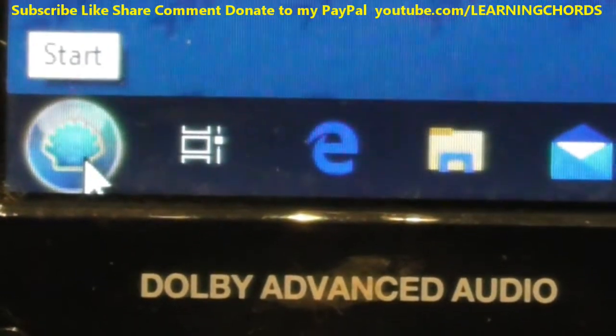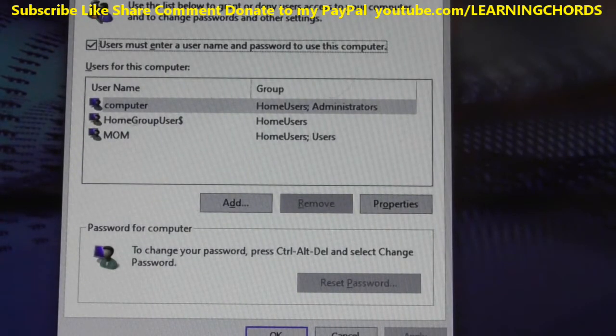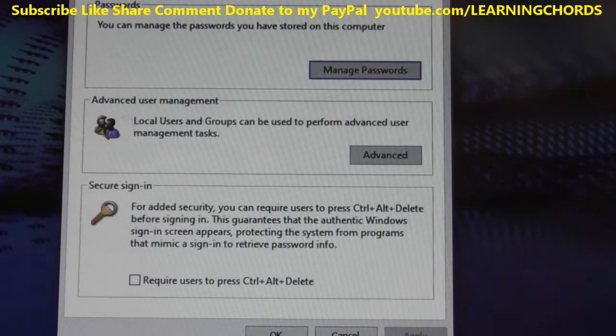Oh, here we go. And there it is, people. We can see we have two tabs, the user and the advanced. I'll show you what's on the advanced. You can manage your passwords to be stored on the computer. Advanced user management, local and group, can be performed.